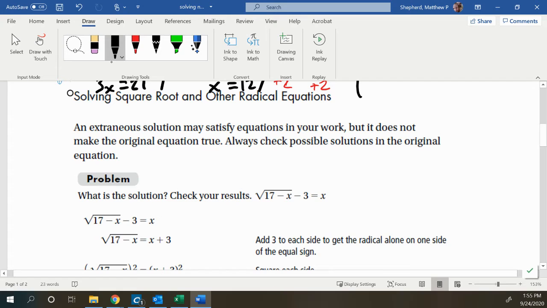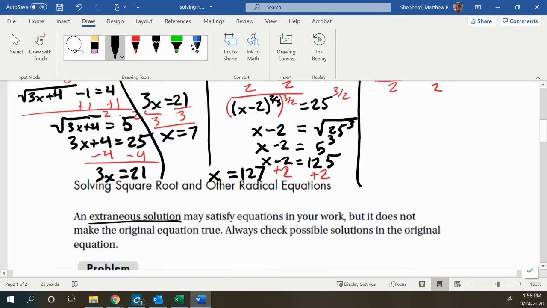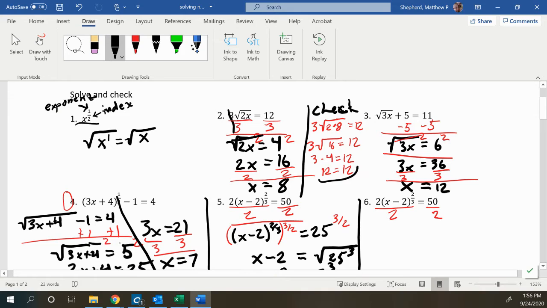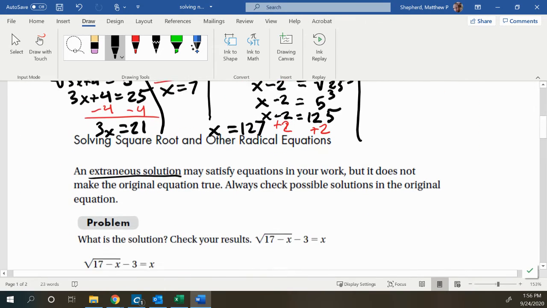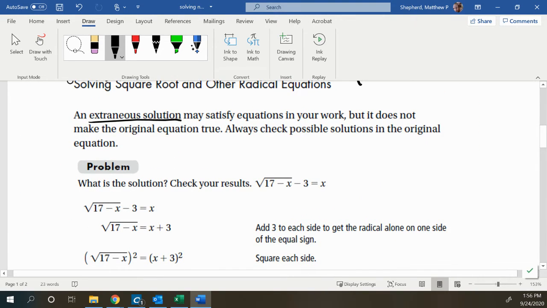And let's quickly talk about extraneous solutions. An extraneous solution may satisfy the equations in your work, but it does not make the original equation true. So we might go through the process of solving and finding the value of x, and we might find some that, if we do a check on them, don't actually work. Remember how we did a check earlier and we got 12 equals 12. That means that number worked. We got a true statement, so it was a solution. But we may get solutions that are extraneous, ones that came from our solving process but don't actually make the equation true. We need to check our possible solutions.